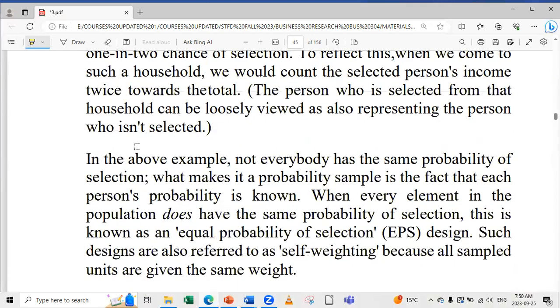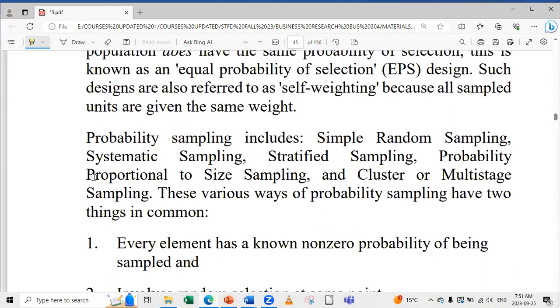This is an example of probability sampling. Probability sampling includes simple random sampling, systematic sampling, stratified sampling, probability proportional to size sampling, and cluster or multi-stage sampling.